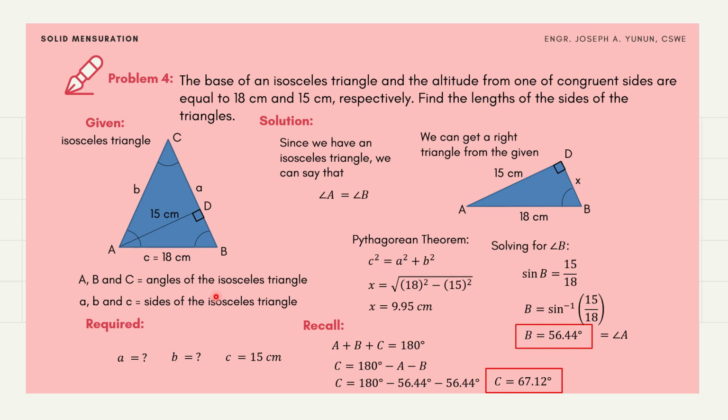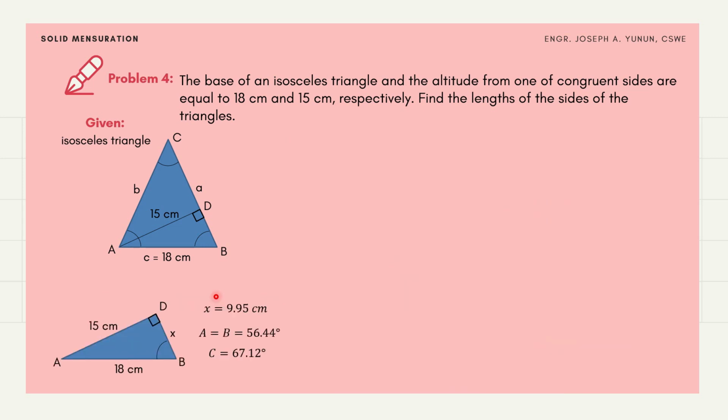Now continuing, based on the previous solution. Based from the given, I have gotten this right triangle. Solving for the unknown side here, the length of this side, which is BD, is 9.95. Angle A and B are equal, and then angle C is given 67.12.